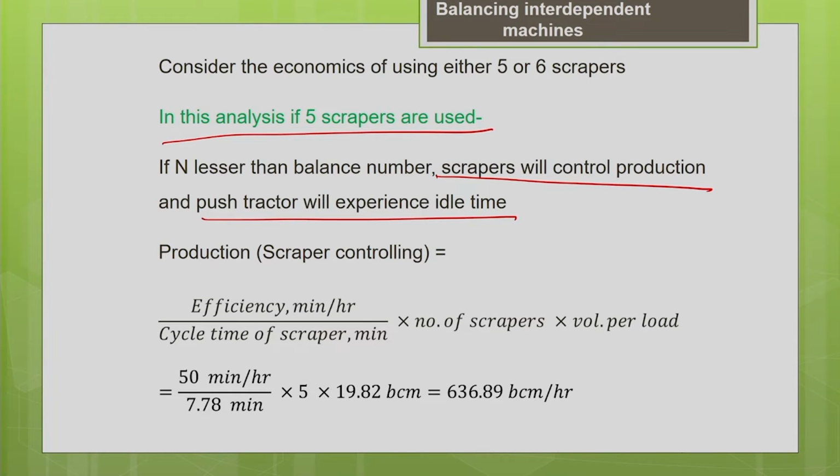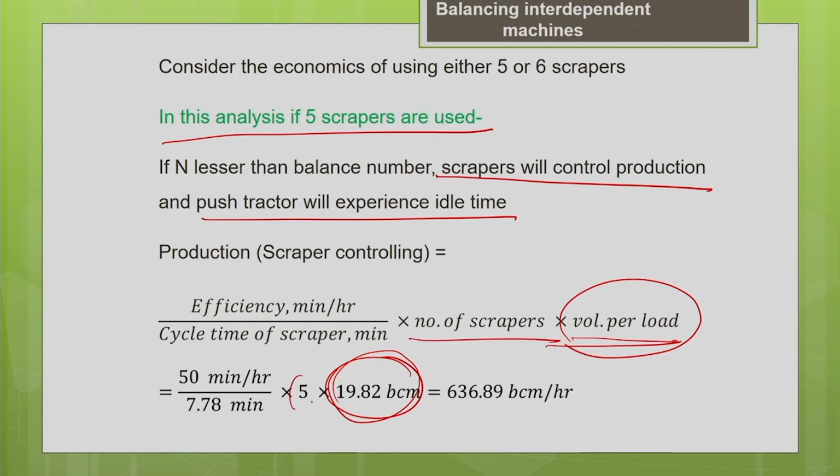Now let us see the productivity in this case of n equal to 5 scrapers. How to estimate the production of the scraper? The volume per load, you know the value already, is 19.82 bank cubic meter. We need the unit production cost in terms of cost per bank cubic meter, which is why we have to estimate the production also in bank cubic meter. It was already estimated earlier: the volume of the bowl, the payload, is 19.82 bank cubic meter. Now the number of scrapers is 5, as we have taken in this case.